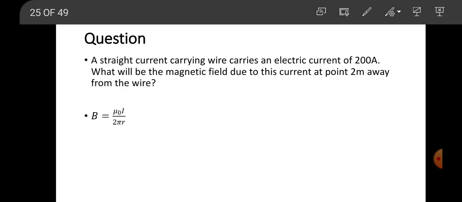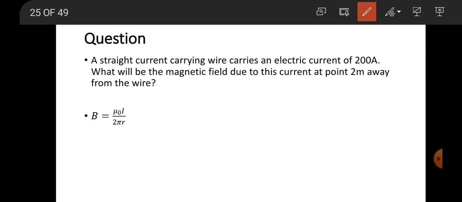Okay, so let's see questions here. This one says a straight current carrying wire carries an electric current of 200 amperes. So current is 200 amperes. What will be the magnetic field due to the current at a point 2 meters away from the wire?